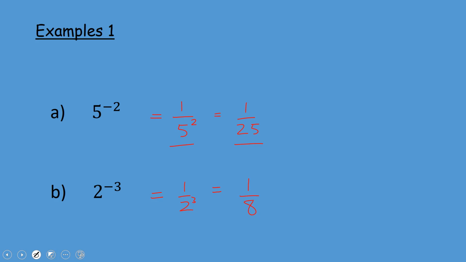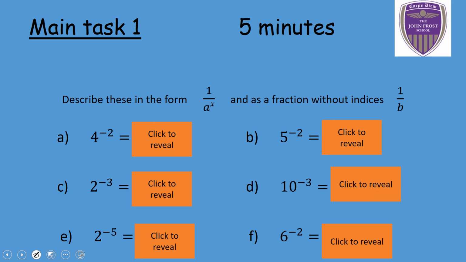Okay, so main task. Right, so this should only take about 5 minutes. So pause it while you're working on them.